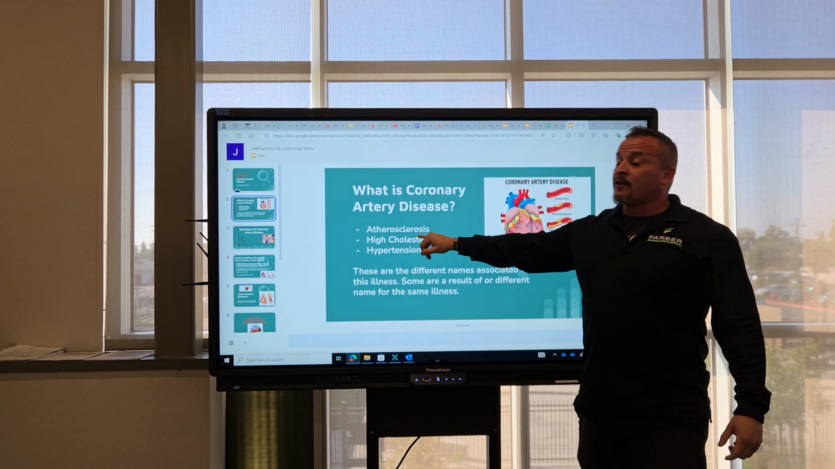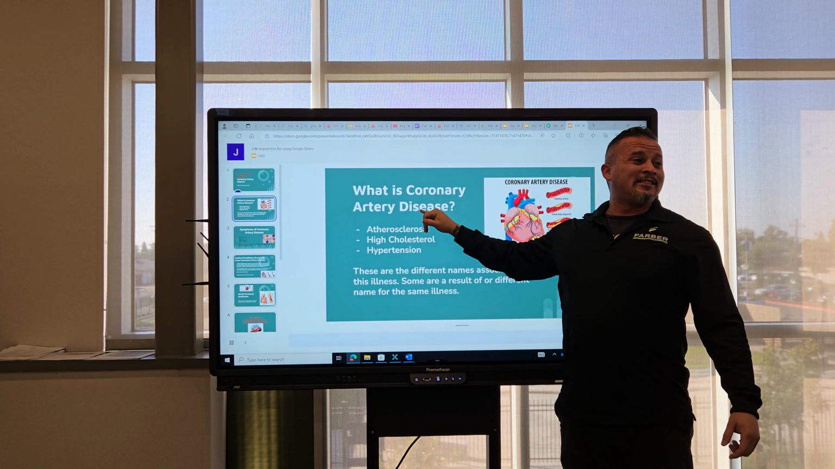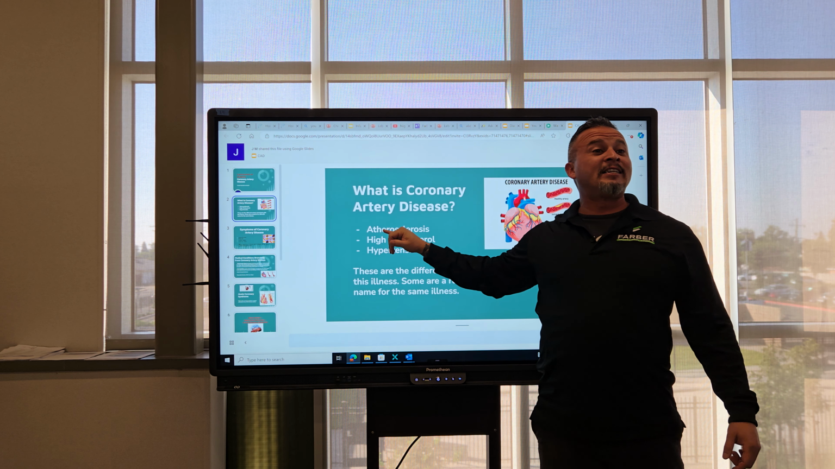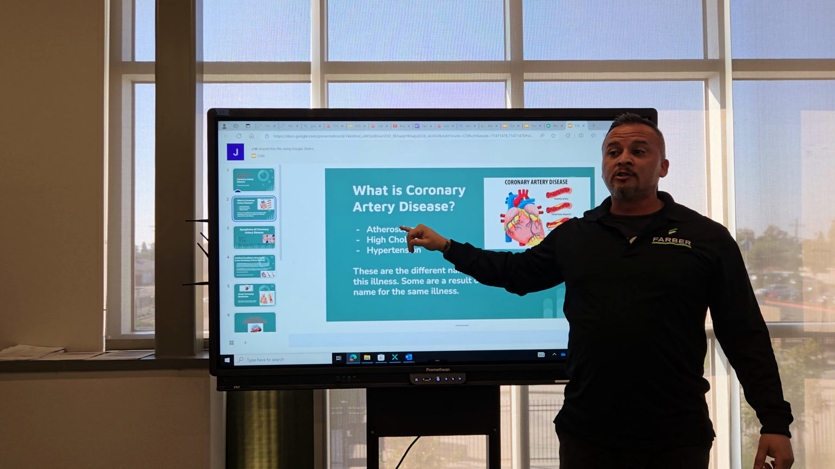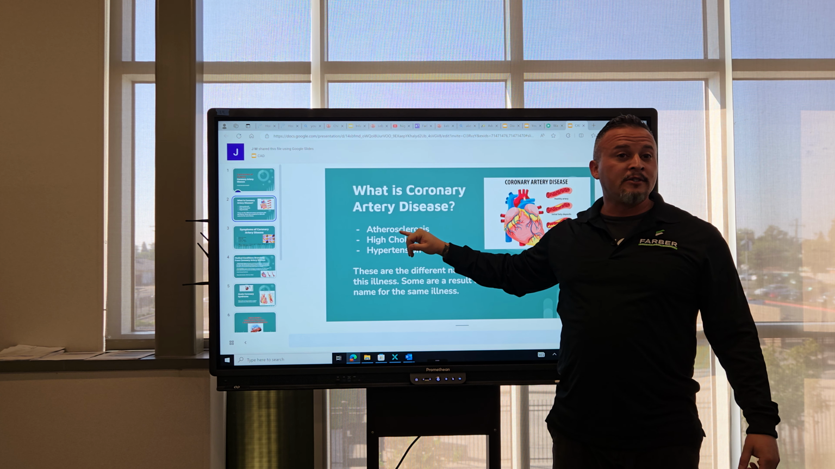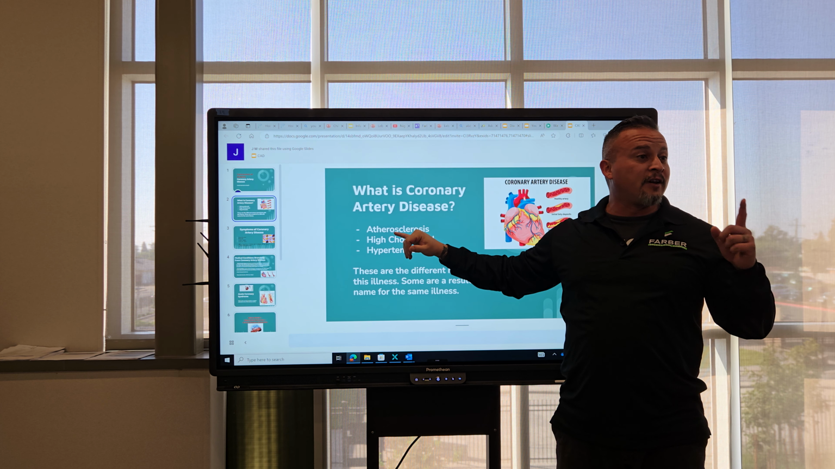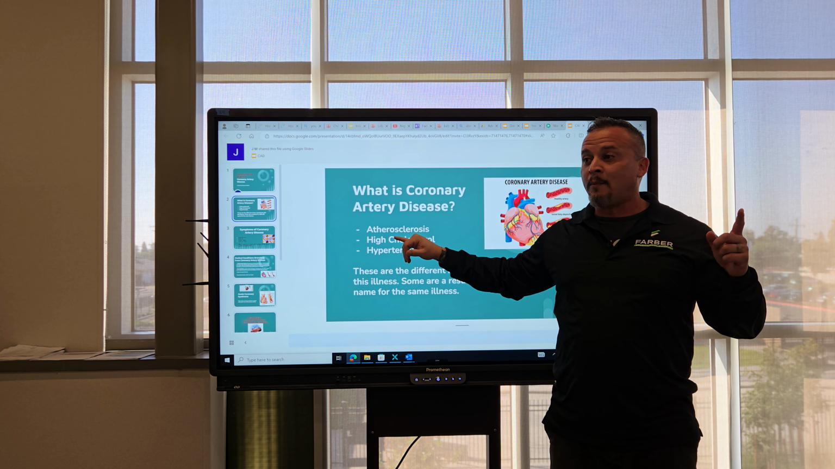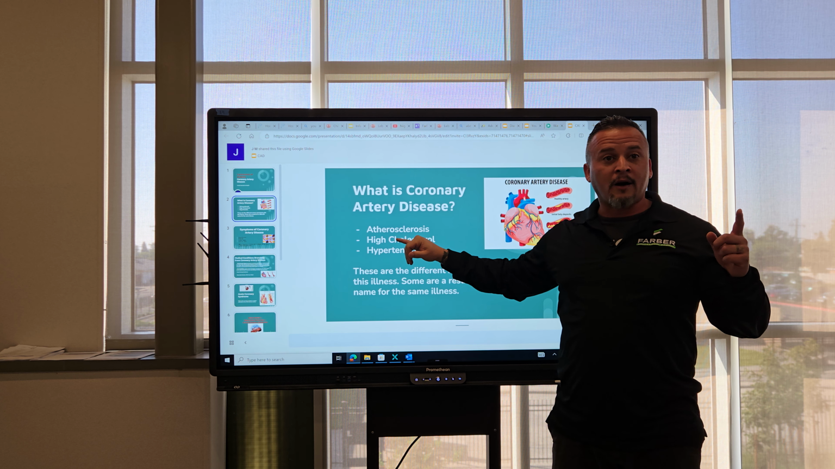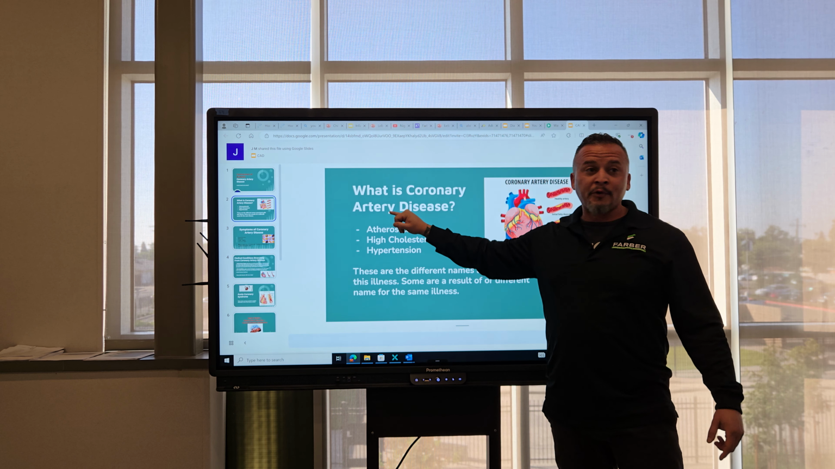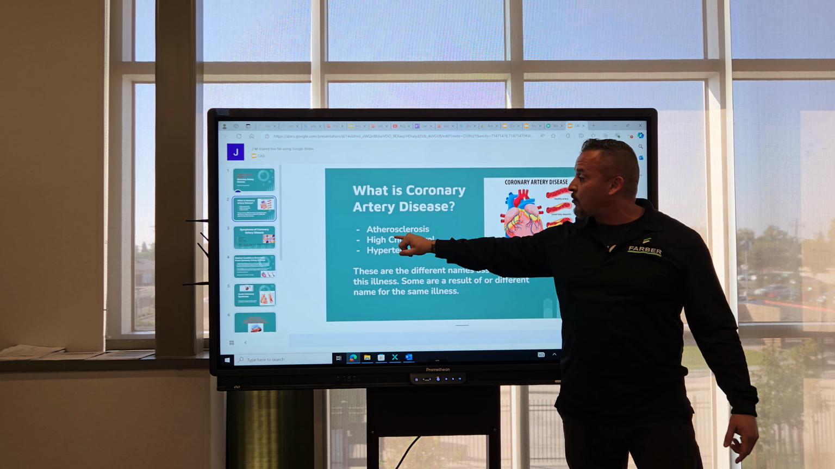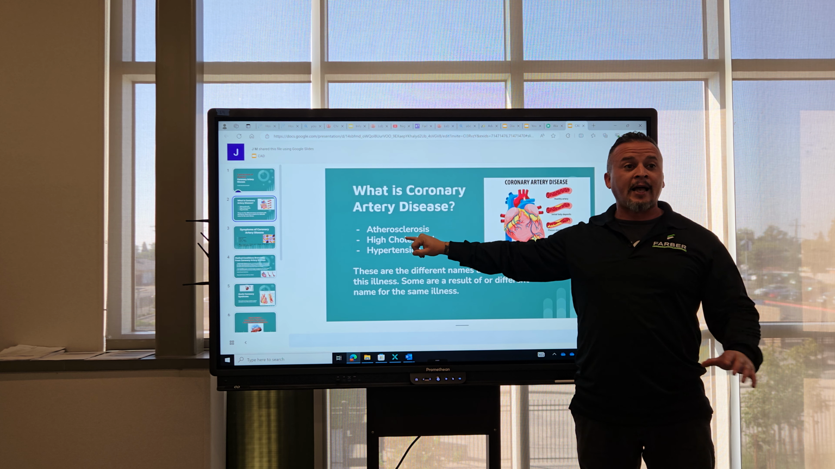All right, so the different names. Coronary artery disease has many different names. Once you start learning about the medical field, you'll understand that one thing has many different names. It's almost like they want to confuse you on purpose so you don't know what's really going on. If you have coronary artery disease, you also have what's called atherosclerosis. It's the exact same thing.